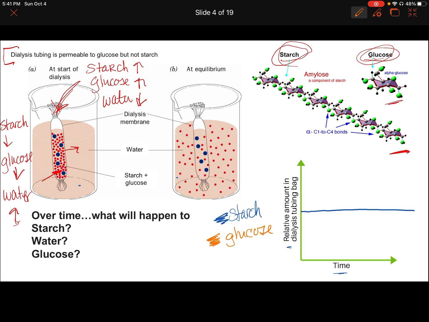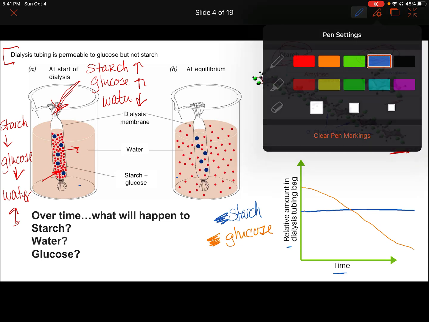So if we say this orange then is the glucose, what does the glucose do? We know it's high inside the bag, and then it gets lower. So over time, it's going to start dropping. It starts out higher than the starch, and it starts to decline over time because those are starting to move out of the bag.